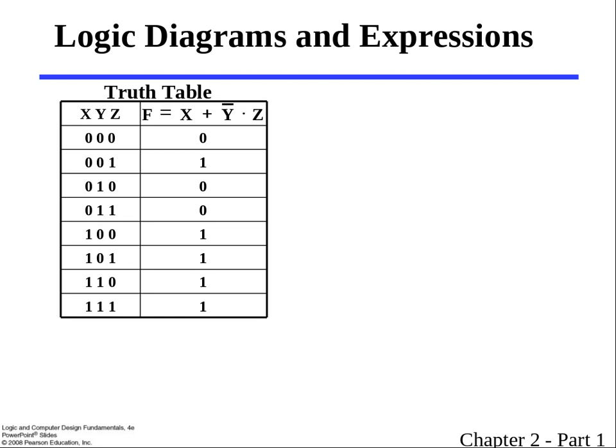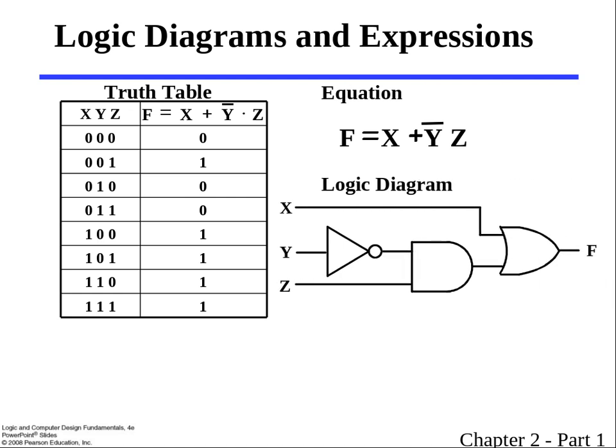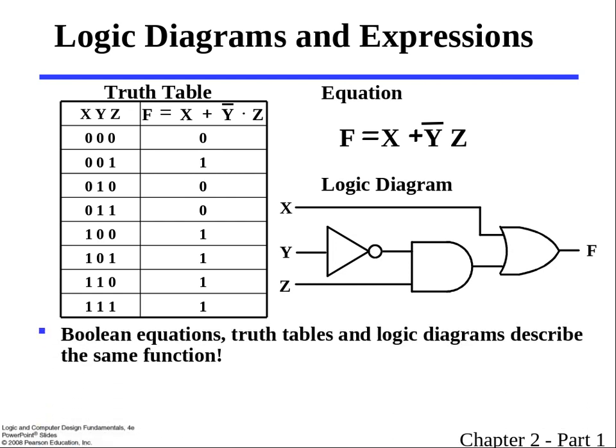Okay, logic diagrams and expressions. If you wish to express a circuit, you could write out the truth table like this. It has inputs x, y, z, and its outputs are x or not y and z. And then those are the outputs. You could also write the equation, or you can draw the diagram. Does that diagram look familiar? They all describe the same function.